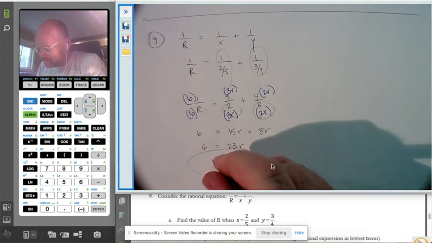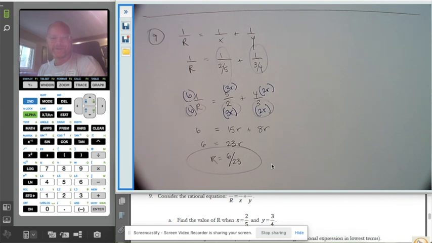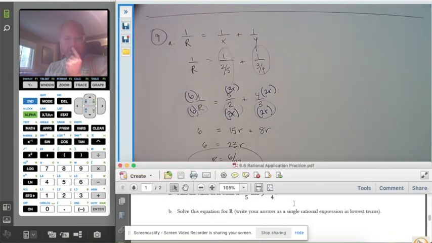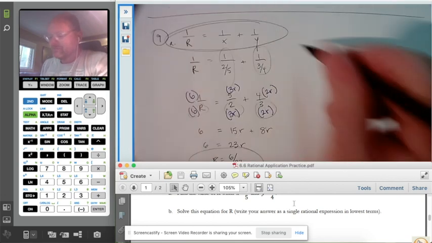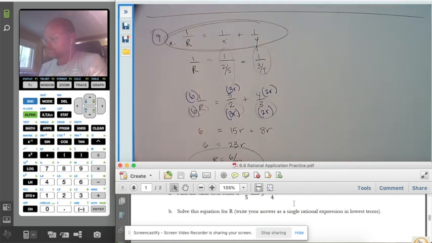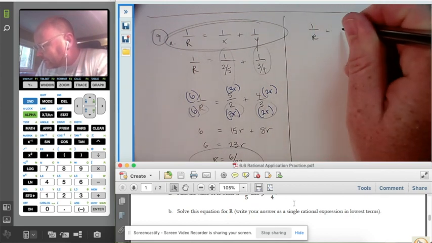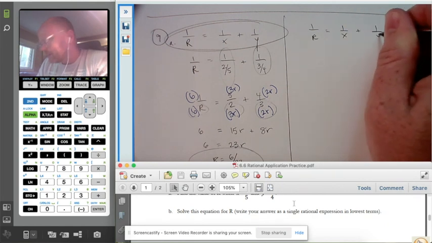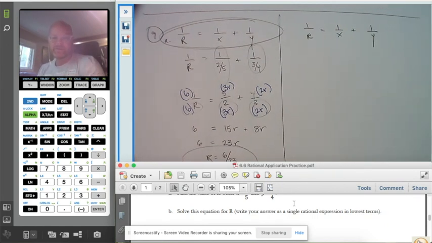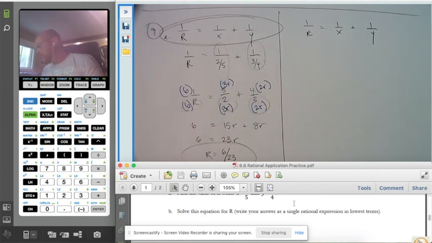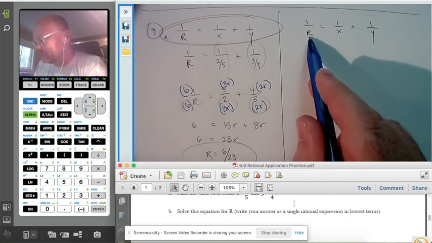That is the value of capital R, the value of r that would make that equation true. That was part A. They're asking us to do something else with this too. Solve this original equation for r. So let's do that too. If I have 1 over r equals 1 over x plus 1 over y, how would I solve that equation for r? Since the variable's in the denominator, we're going to do a similar kind of thing. We're going to get a common denominator and multiply through by that common denominator. So what's the least common multiple of all those denominators? I've got an r, I've got an x, and I've got a y.